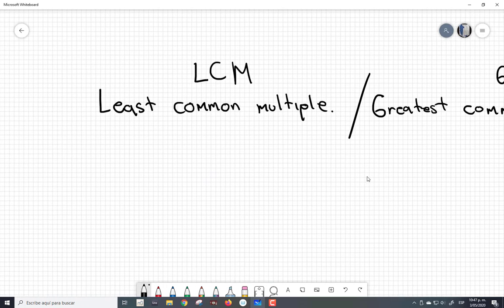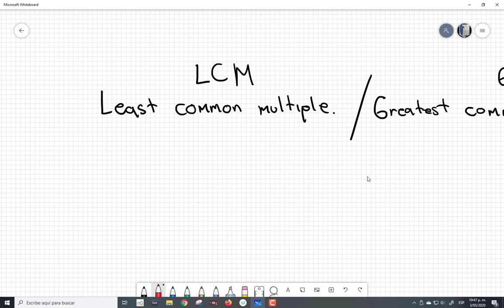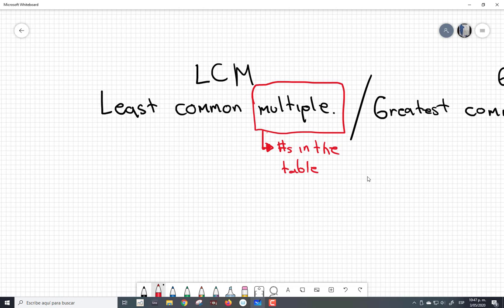So let's start with the least common multiple, and let's remember that the concept of multiple is you can understand it as the numbers in the table of a certain number. So the multiples of 2 are 2, 4, 6, 8, 10, 12, 14, and etc. because those are the numbers in the table of 2. Also, the multiples of 5 are 5, 10, 15, 20, etc. because those are the numbers in the table of 5.